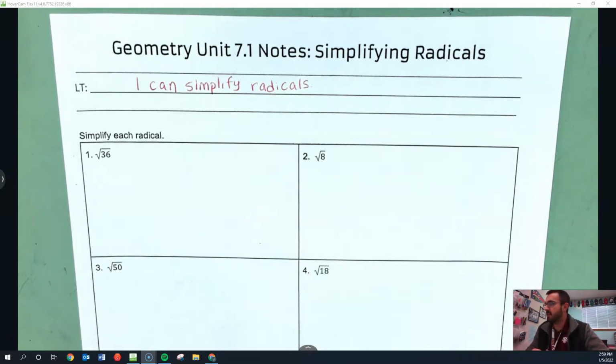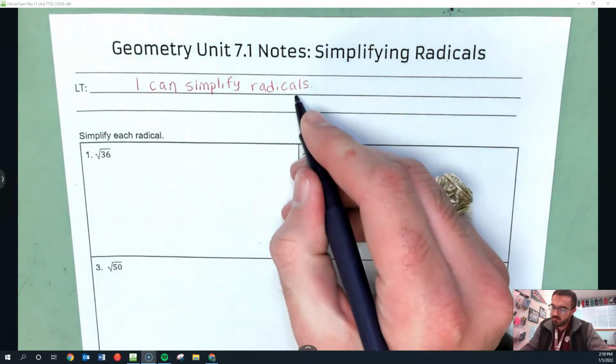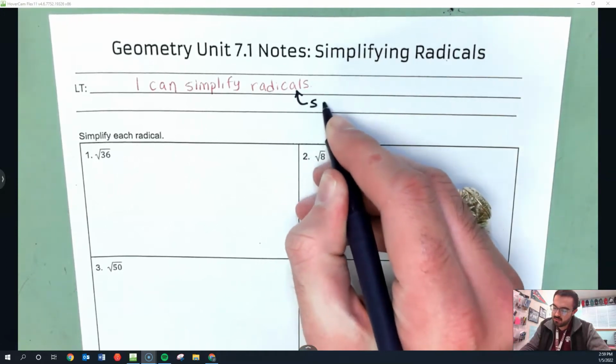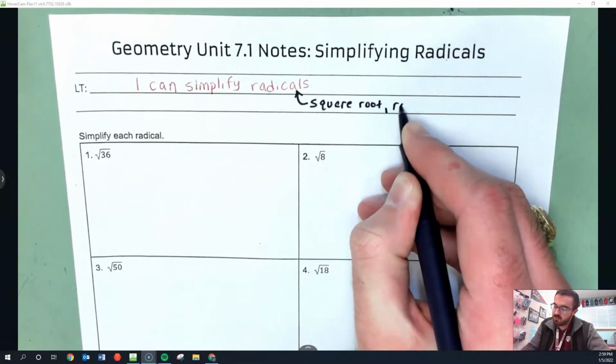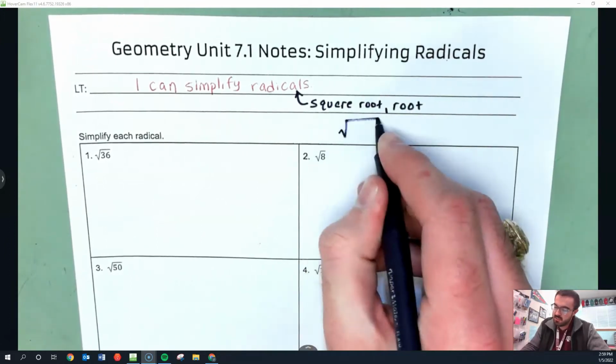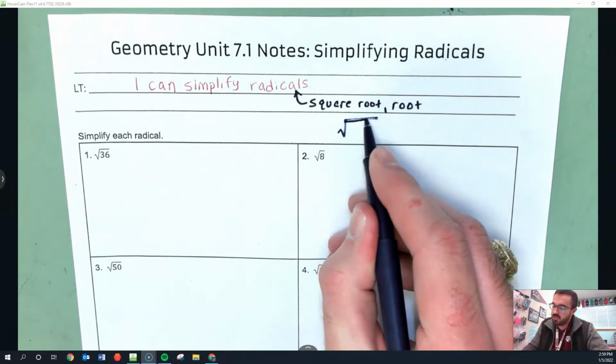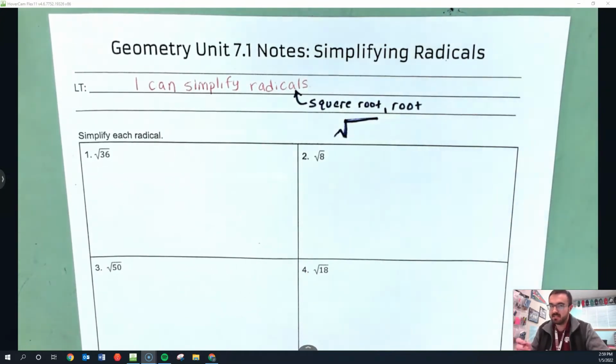This is going to be the foundation of what we do the next couple lessons. What is a radical? Okay, a radical is also known as a square root or just a root. You probably see it like this. We are going to simplify those, which basically makes them smaller, easier to work with. We're not changing them, we're just simplifying them. Okay, and so we're just going to kind of hop on in.